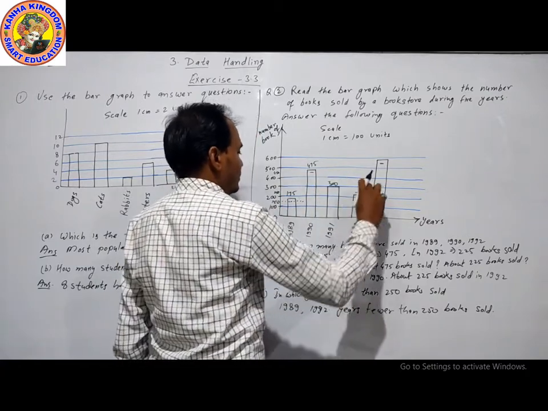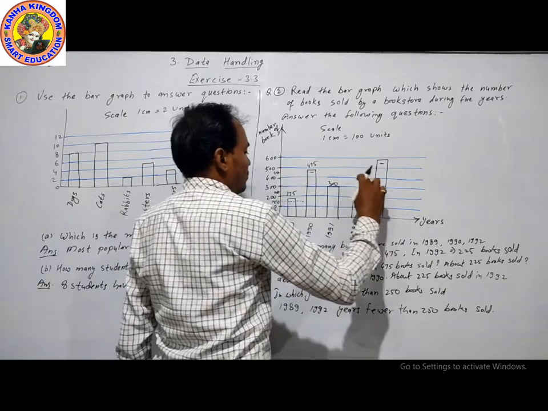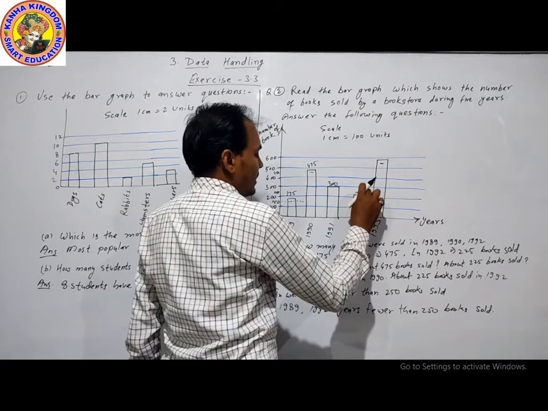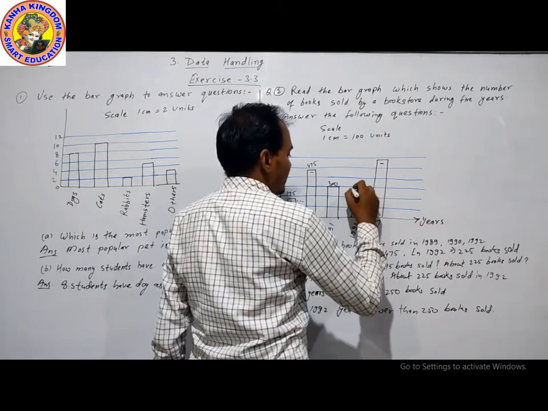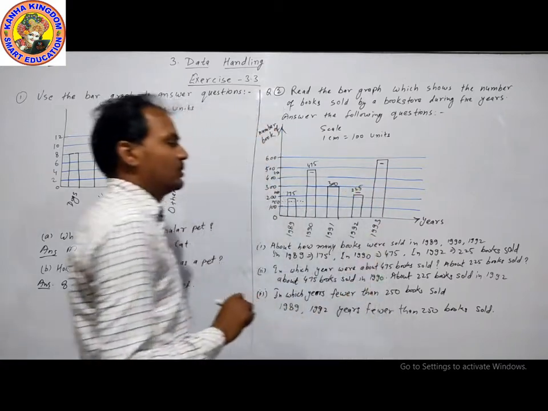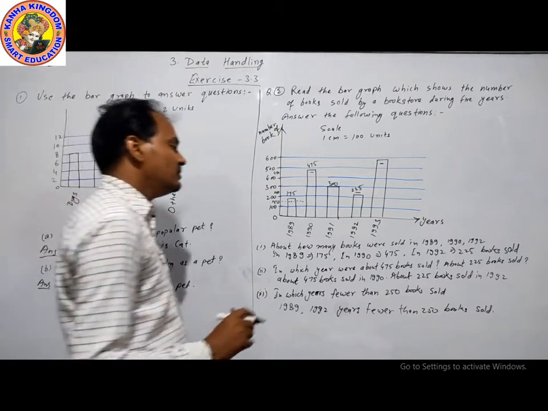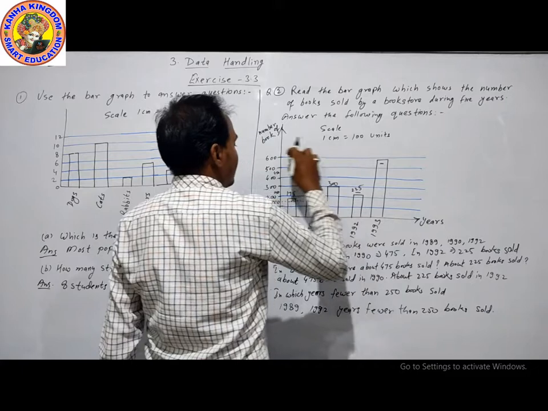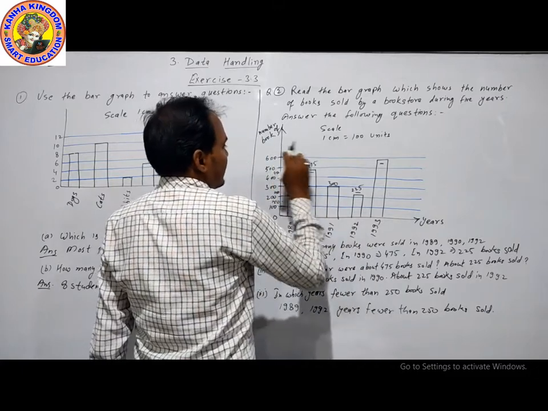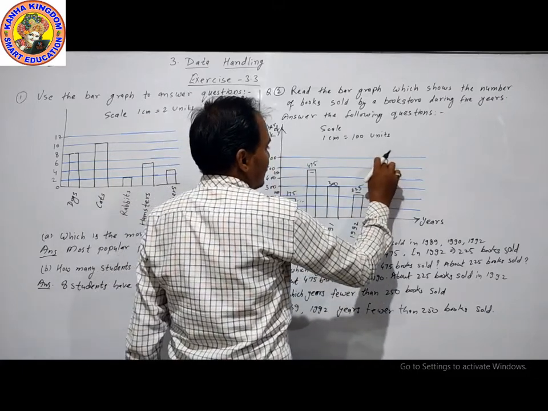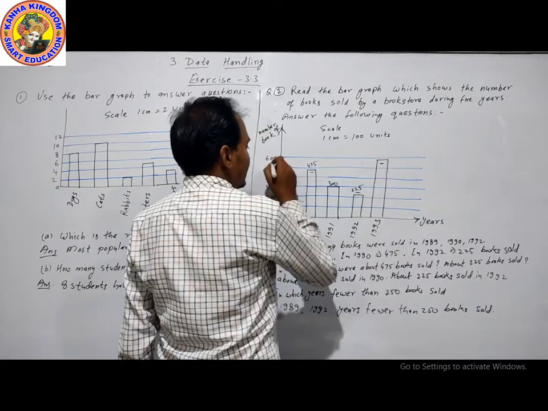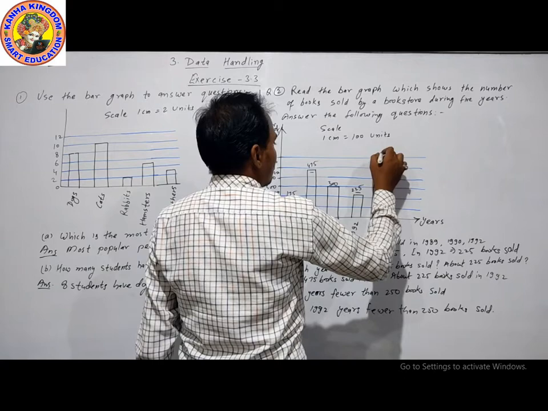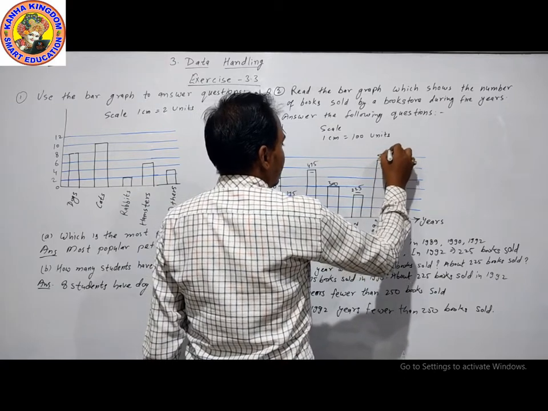In 1992, between 200 and 300. The middle part of this is 250, but this is below 250, so let's take 225. In 1993, here is a bar. The bar is between 500 and 600. Here is 550, but this is above 550, so we will take 575.